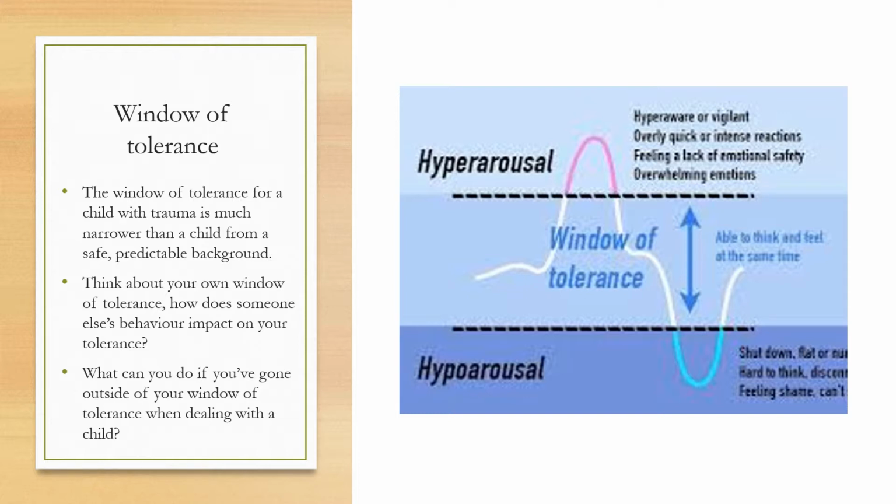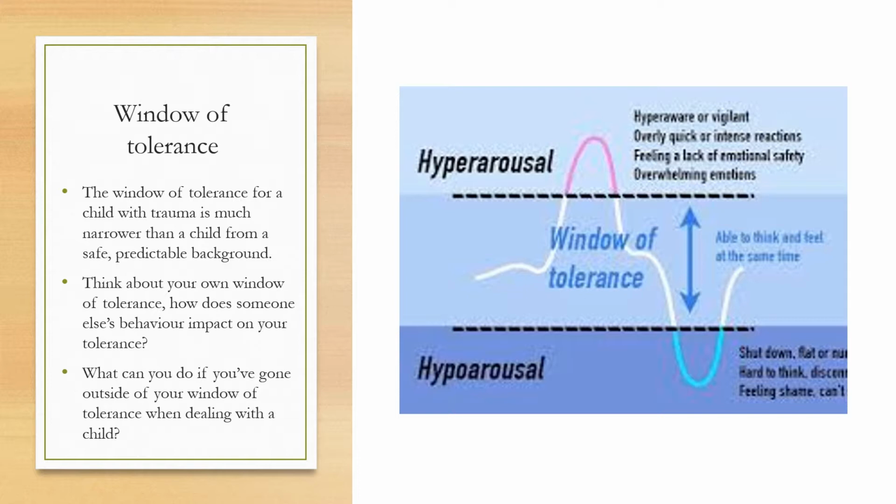This window of tolerance for a child from a trauma background is much narrower than a child from a safe and predictable background. Okay, so if you cut that in half, that might be the window of tolerance for a child from a trauma background. And this is a good opportunity for you to think about your own window of tolerance and how someone else's behaviour has impacted on your tolerance.